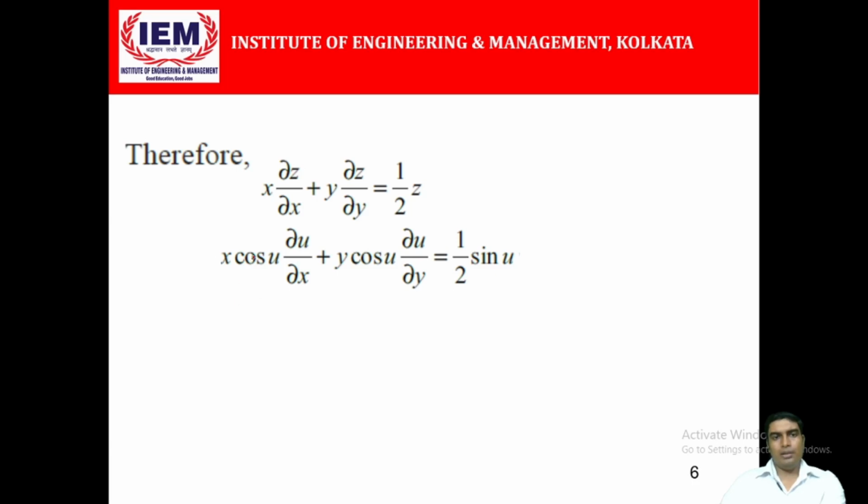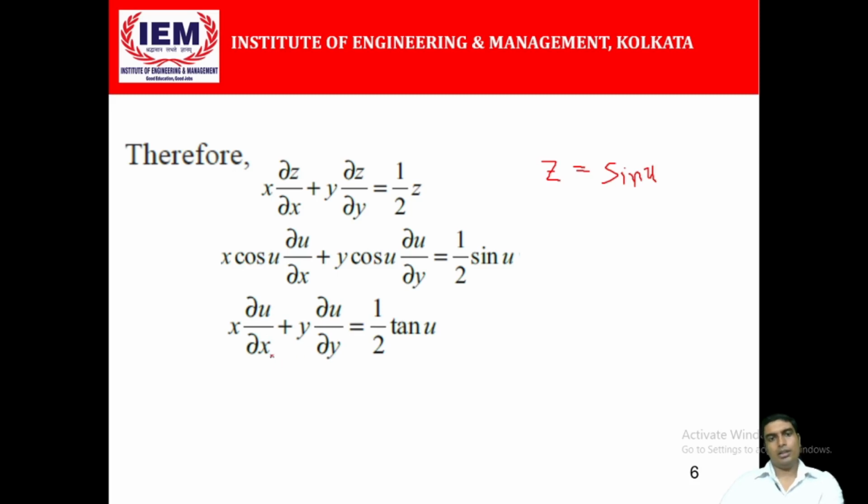Now z I know is equal to sin u, right? I have taken z equal to sin u. Then the partial derivative of this function with respect to x will be x cos u del u del x plus y cos u del u del y equal to half, and z equals sin u, I will put this one. Now I can take cos u common, since both of these terms involve cos u, and dividing by cos u I will get half tan u on this side.